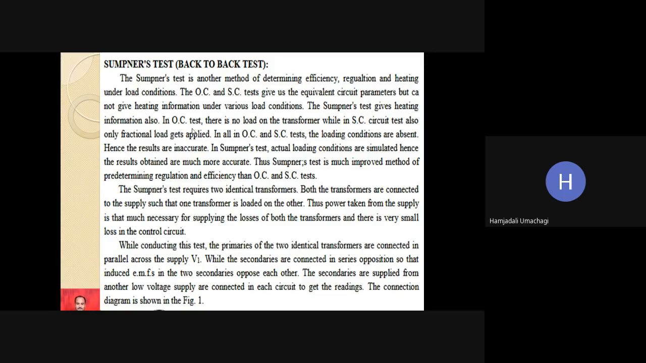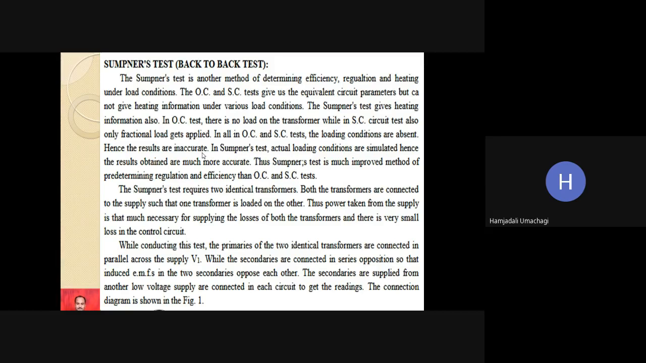Now, in the OC test there is no load on the transformer, while in the SC test only a fractional load gets applied. In open circuit it is almost no load, so the rise in temperature is almost nil. Whereas in the short circuit test we apply only a fraction of the full load, so load is not applied that much. In the OC and SC tests, the loading conditions are almost absent. Hence the results are inaccurate.